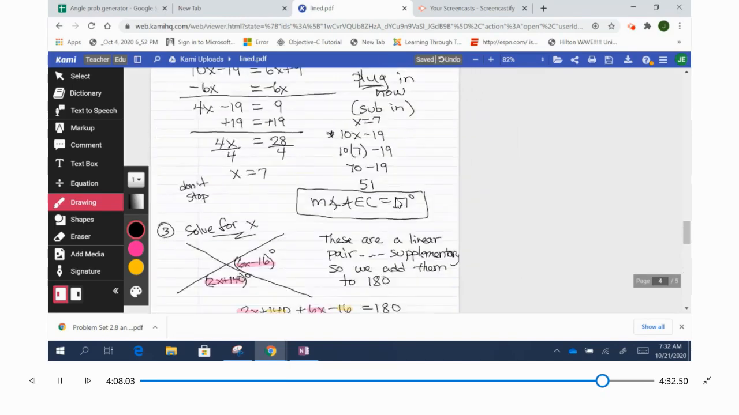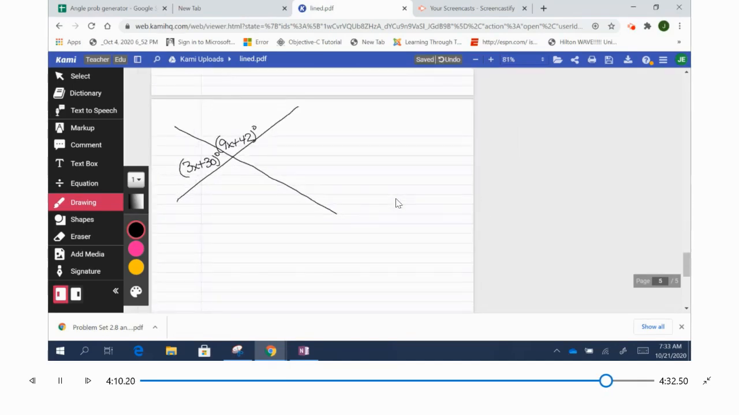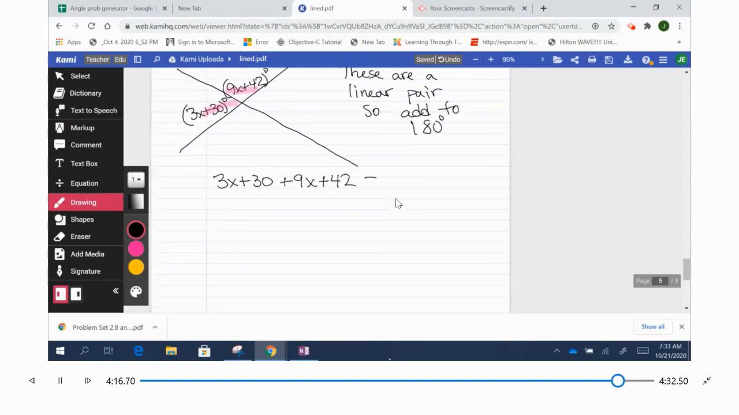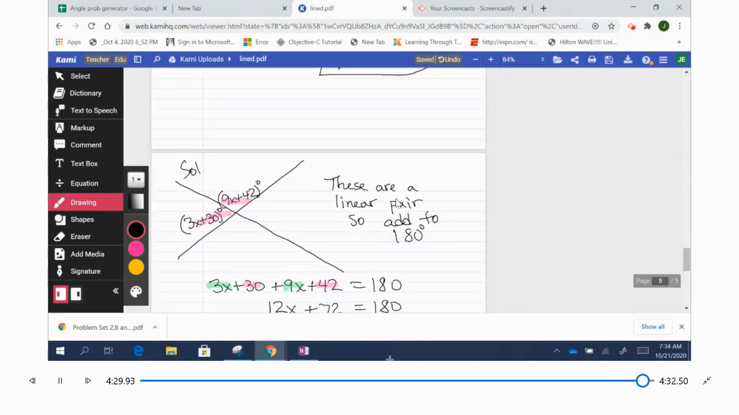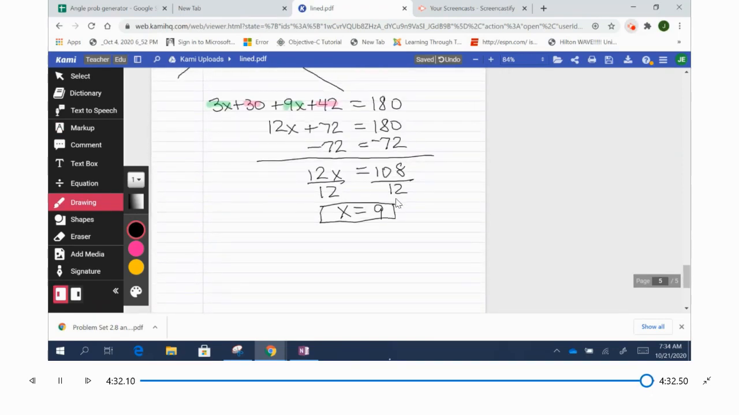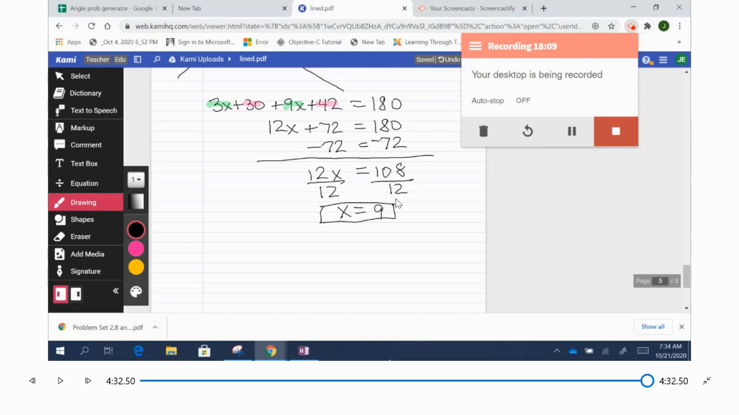Here's another linear pair. So we're going to add to 180. You can skip that first step as long as you get it to 12x plus 72 equals 180. That's where your first point is going to be earned. There it is. So that's it for the vertical angles and linear pairs, intersecting lines.